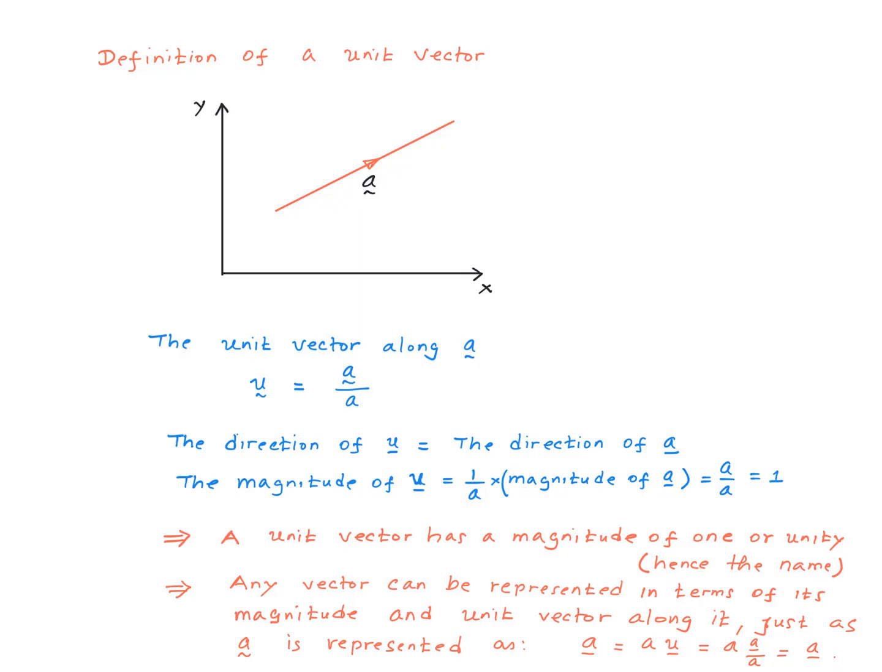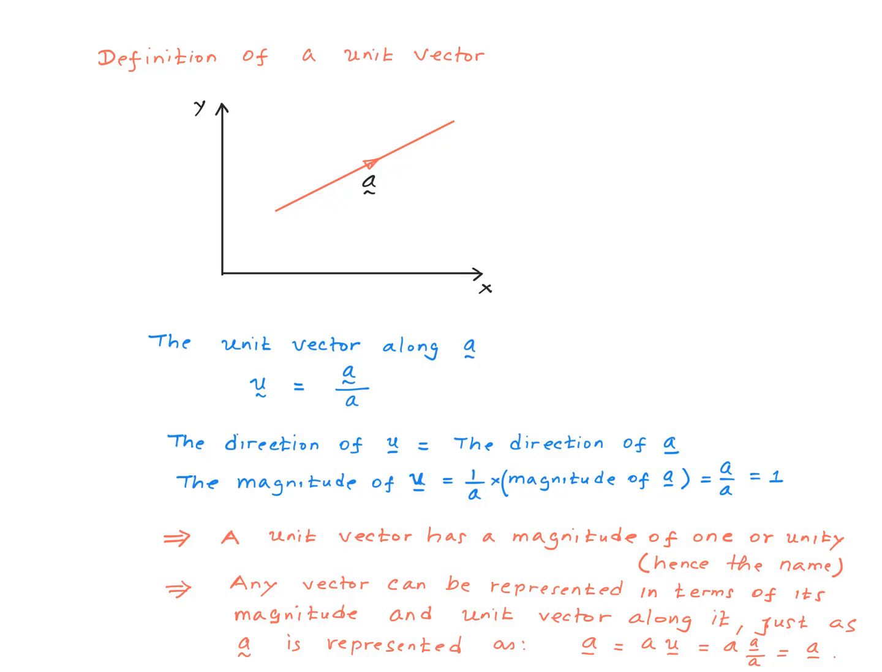Magnitude of u will be 1 over A times the magnitude of the vector A, right? Which we know is also A. So A over A equals 1. Therefore, a unit vector has a magnitude of 1 or unity, and that's why we call it a unit vector.